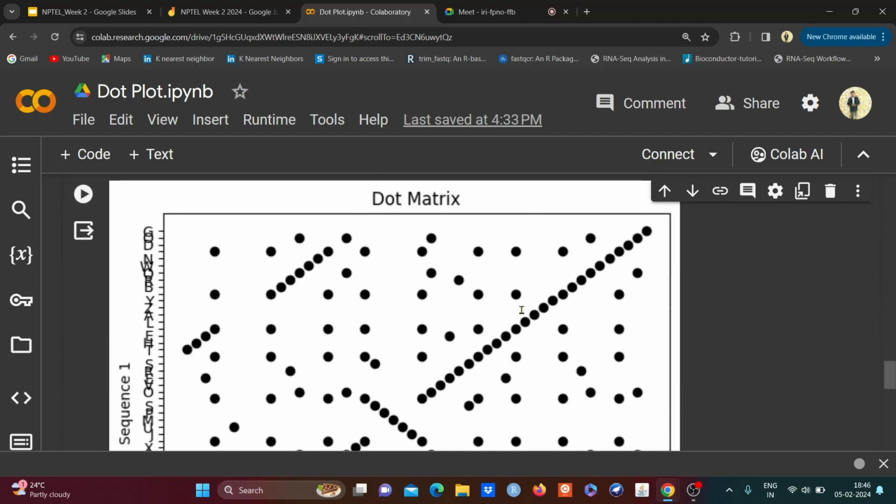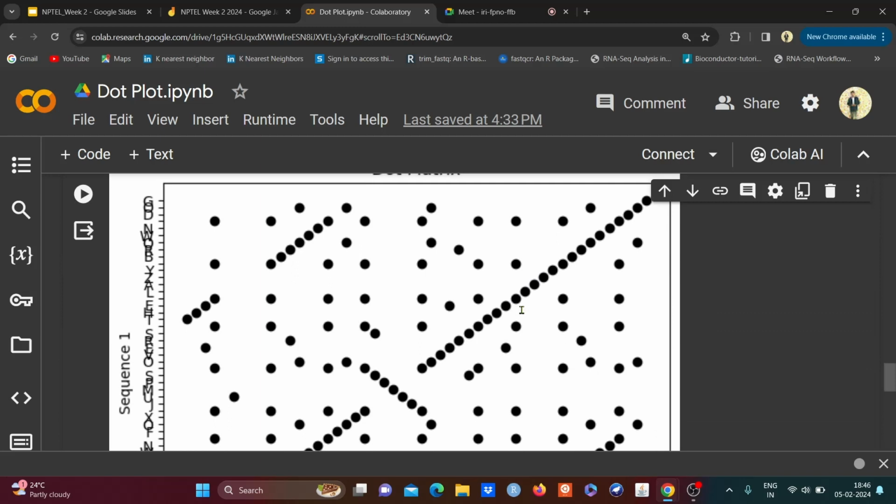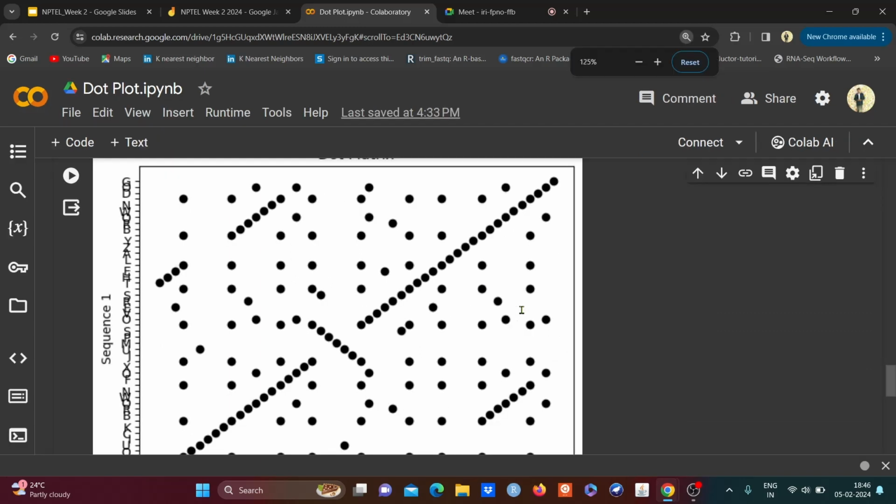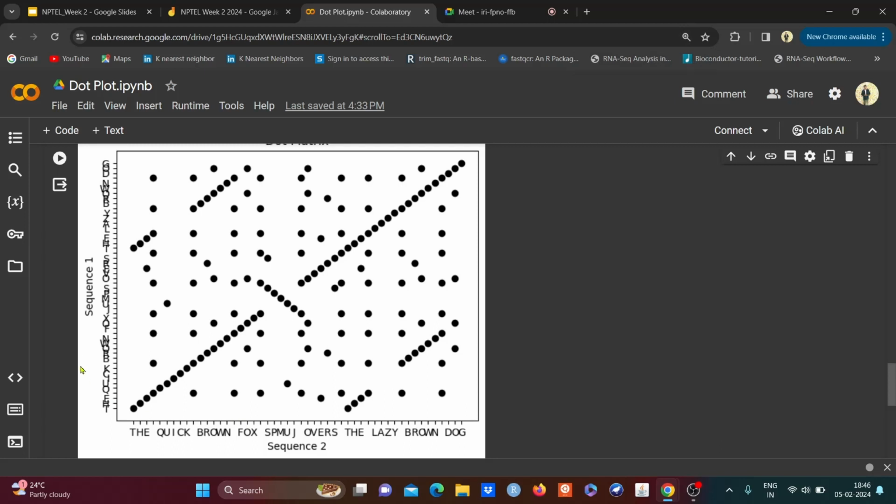So given that, the dot matrix is here. This is the dot matrix, again sequence 1 on the y-axis and sequence 2 on the x-axis. Since both sentences are almost similar, we see a thick line along the diagonal, and here in between we see something which is perpendicular to the diagonal. This tells about the inverted repeats. Parallel lines tell about the direct repeats. This tells about the inverted repeats.